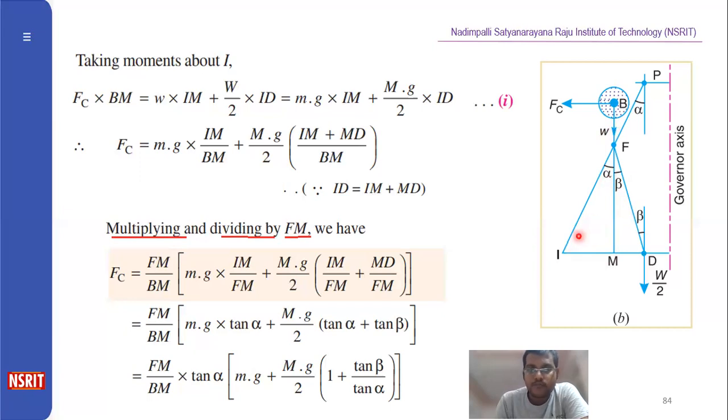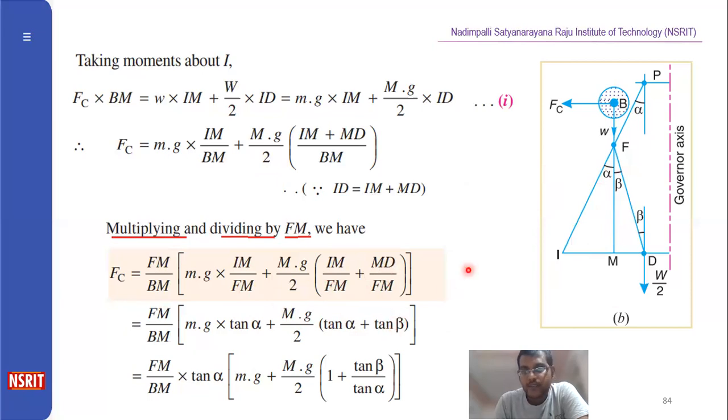Opposite by adjacent side. The formula is opposite by adjacent side. This is not sin theta, this is tan alpha. So that's opposite by adjacent: Fm value plus mg by 2. See this one, again here also tan alpha.